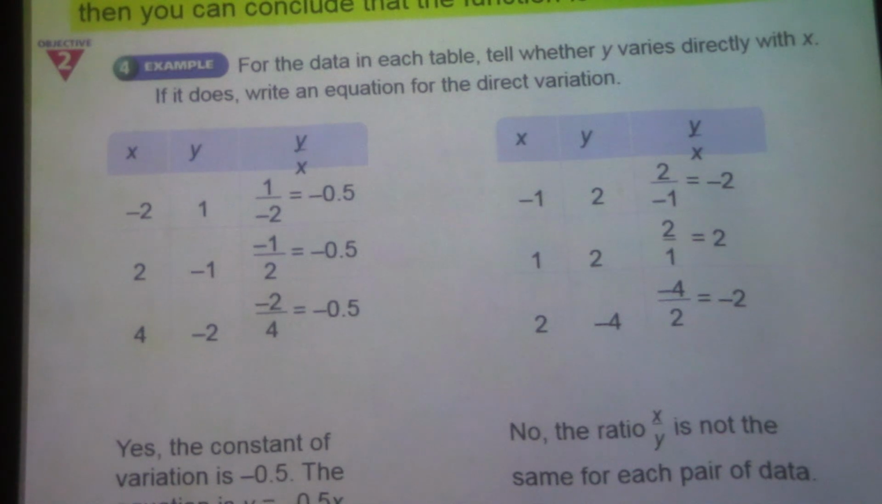So that's what direct variation is. It's an equation that has two variables that we're looking at, and how they vary is through multiplication. So remember the equation y equals k times x.